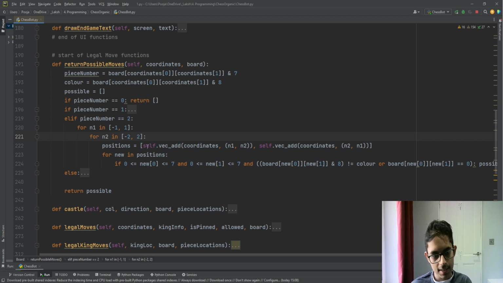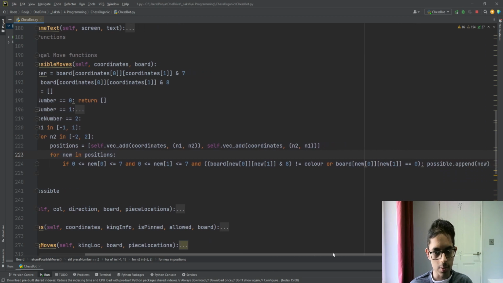And then we perform the vector addition between the current coordinates as well as n1 and n2. So n1 and n2, that tuple is basically the combination of -1 and -2. And then we do the vector addition of n2 and n1. So we do this in both directions, since remember, the knight can move either -1, -2, or we can do the other way around, -2, -1. That's also valid.